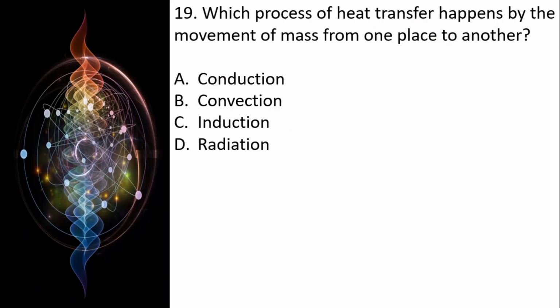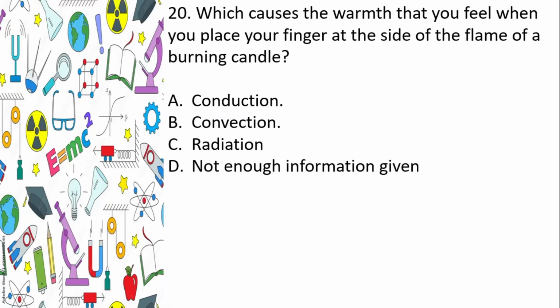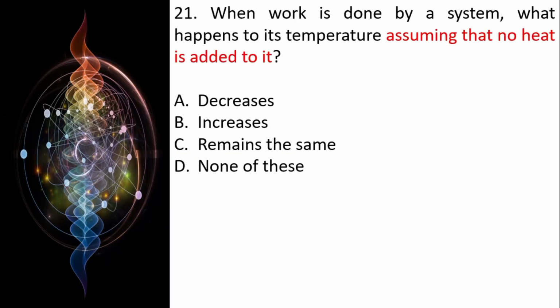Okay? 19. Which process of heat transfer happens by the movement of mass from one place to another? Okay, it's movement of mass. It could be movement of gas or movement of liquid. Okay, that is convection. Letter B, convection. 20. Which causes the warmth that you feel when you place your finger at the side of the flame of a burning candle? The same again, it is radiation.